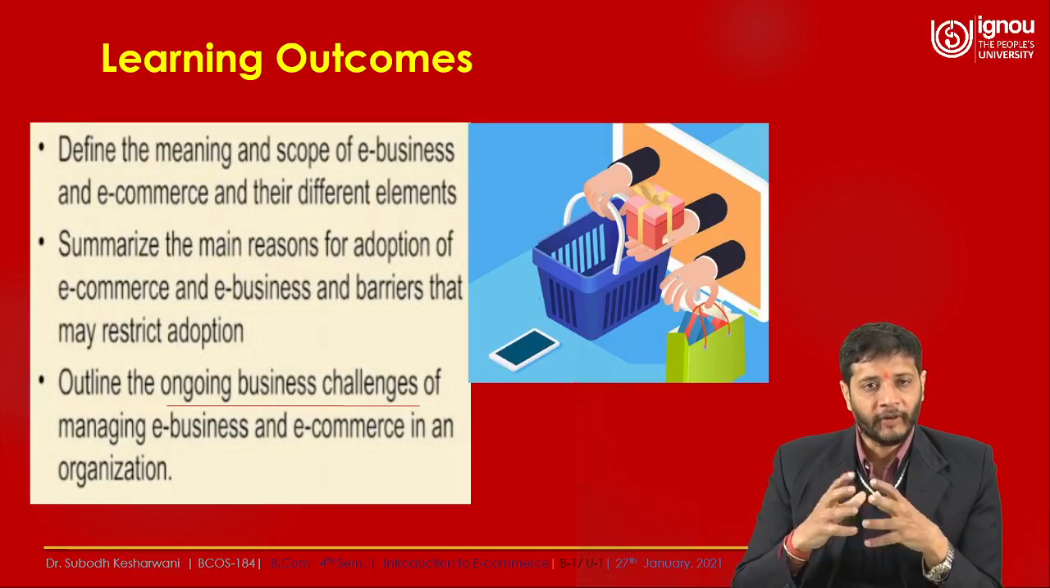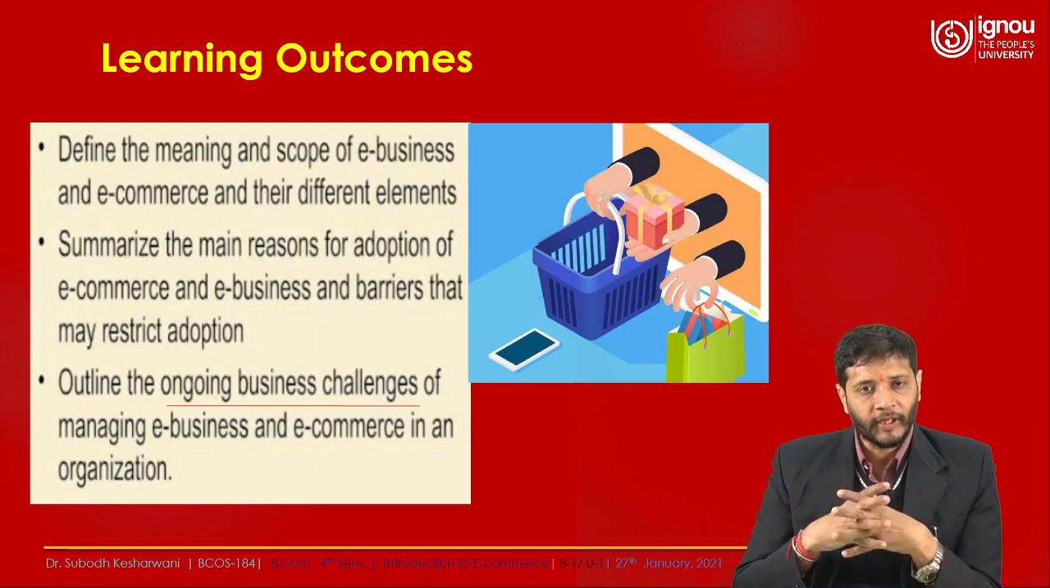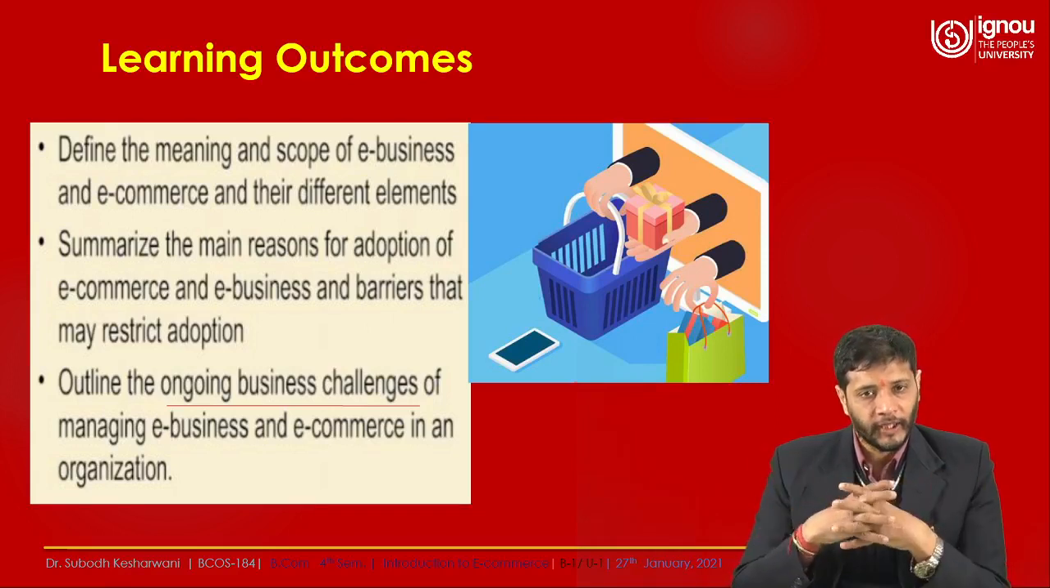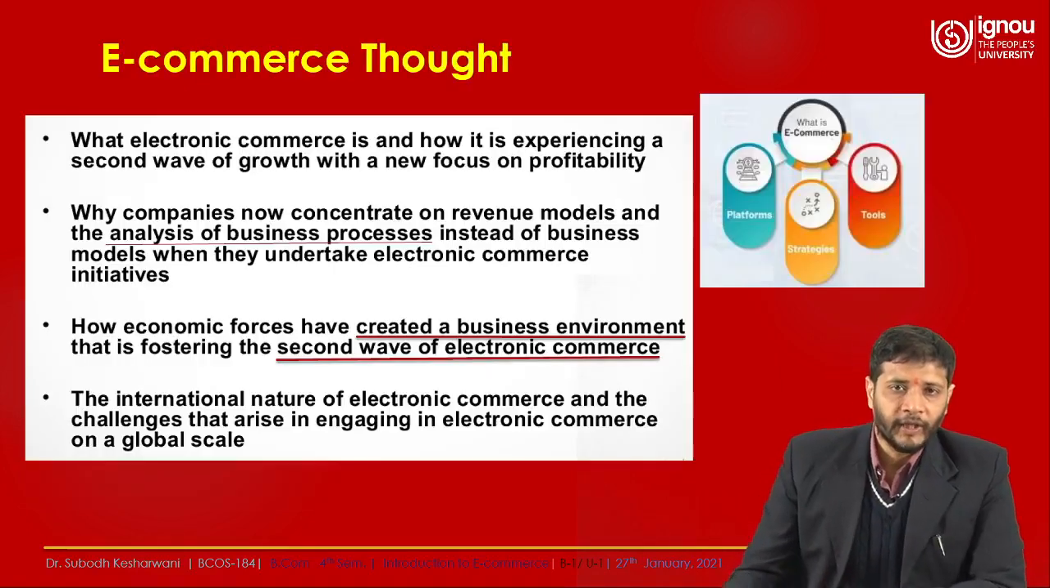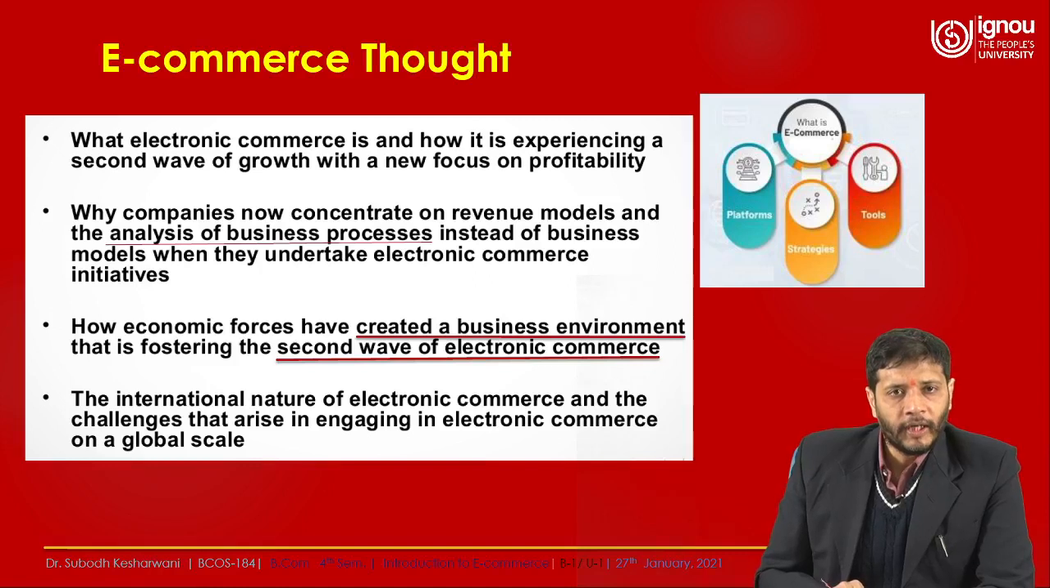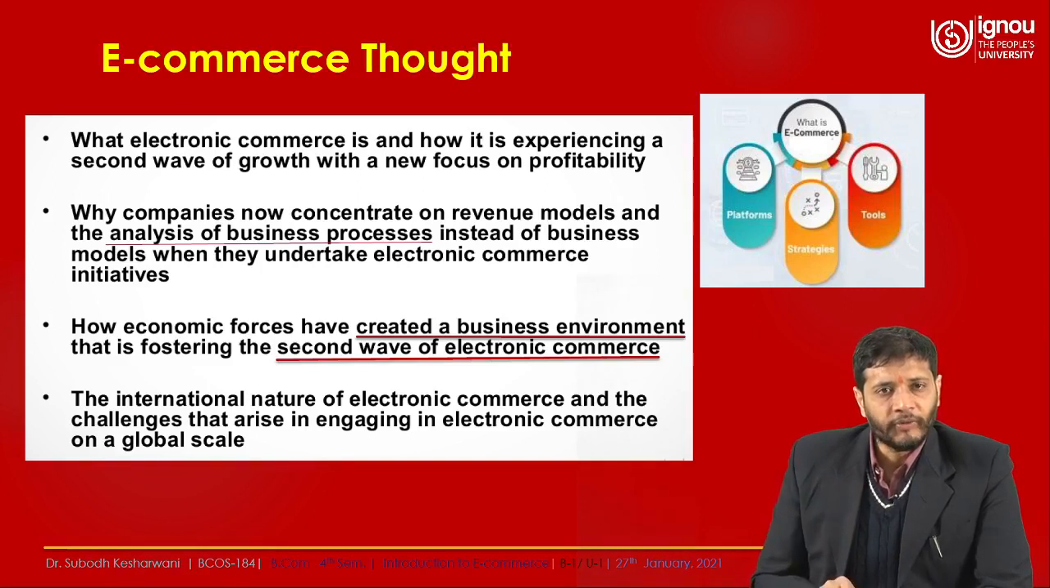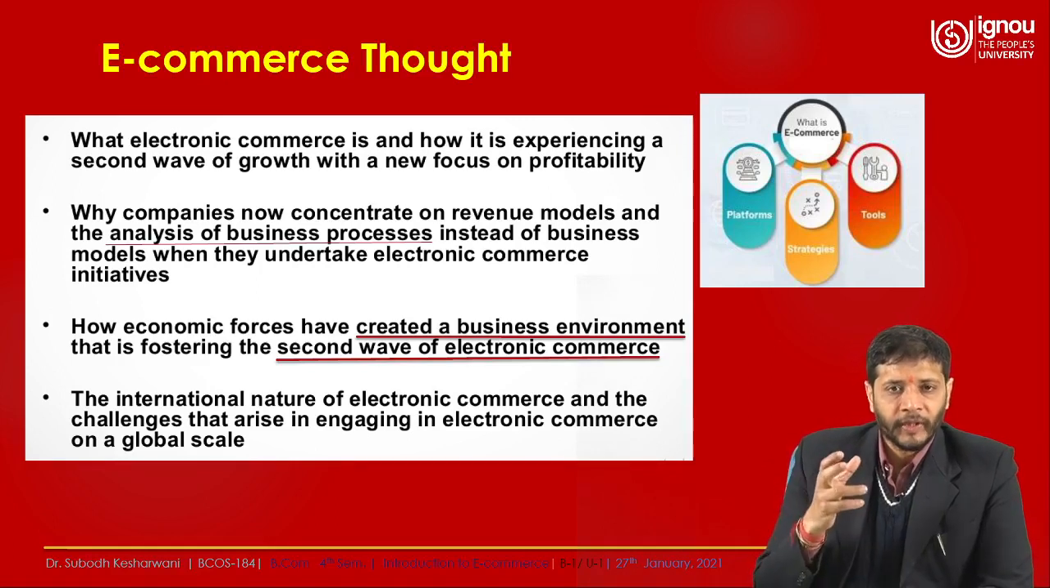All those things have given a new way to think, because consumers right now are so busy with a variety of activities that they want a product which is conducive in nature and helpful to them when they use it. That is the reason products are coming up which are quite friendly to consumers. Anyway, we also talk about the e-commerce thought: what electronic commerce is and how it is experiencing a second wave of growth with a new focus on profitability that needs to be taken care of, and why companies now concentrate on revenue models and the analysis of business processes instead of business models. So we have seen that this analysis of business processes is coming up, and how economic forces have created a business environment. So the business environment needs to be created.